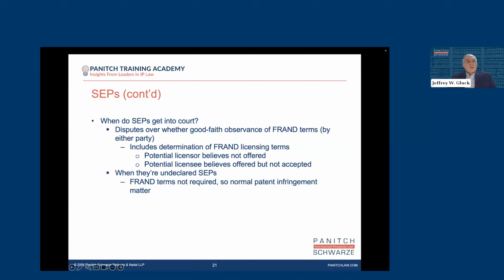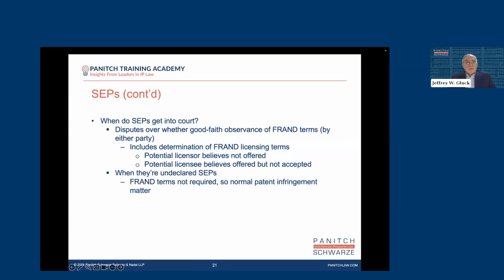So given this framework, when do SEPs get into court? The SEPs typically get into court when there are disputes over whether there is good faith observance of FRAND terms by both parties. That can be when a potential licensee doesn't believe that the licensor, that is the patent owner, is making a good faith effort to negotiate terms.